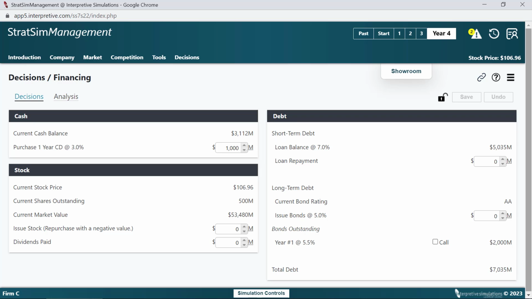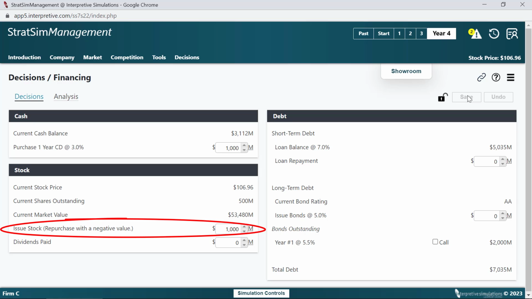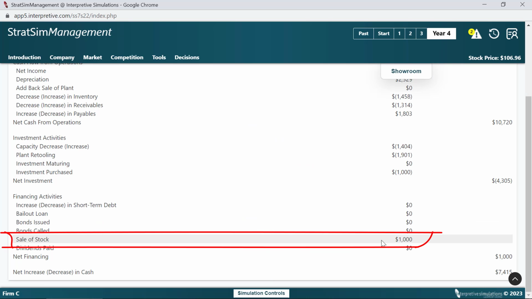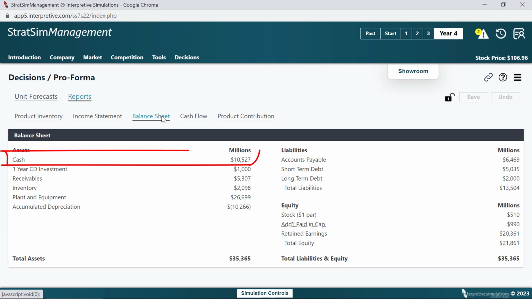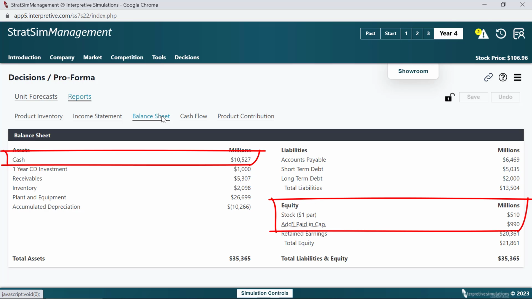Now let's look at stock. You can issue, say, $1 billion in new stock and click Save, and you will see it reflected on the pro forma statements as well. For instance, here on the pro forma cash flow statement, you can see it as a sale of stock. And on the pro forma balance sheet, it raises your cash level and also your stock, and that's parsed out as $10 million that increases stock at $1 per share par value to $510 from the original $500, and as $990 in additional paid-in capital of that $1 billion to balance everything out.